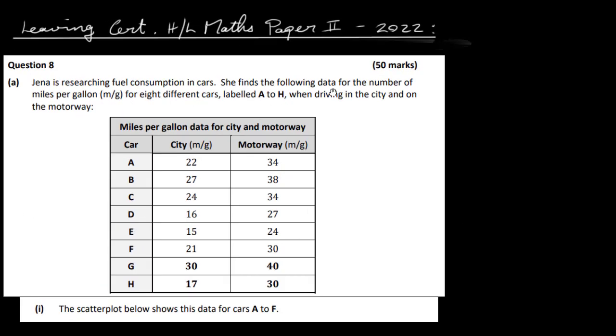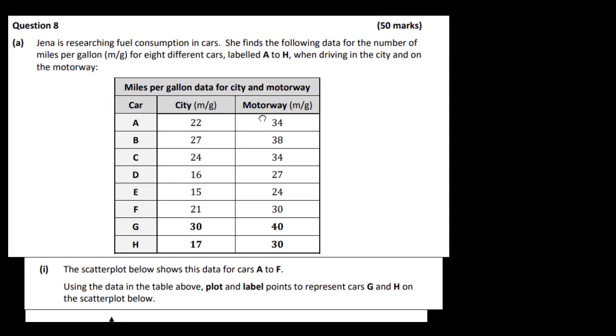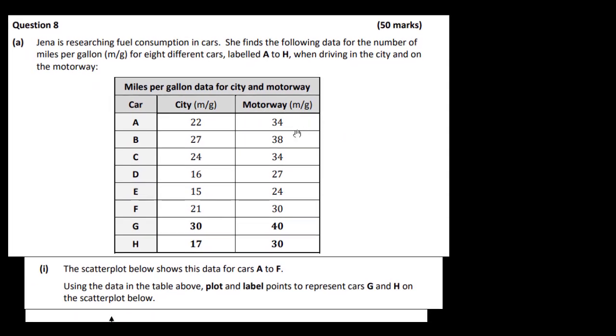Okay, so this is the Leaving Cert Higher Level Maths Paper 2, 2022, question 8. Jenna is researching fuel consumption in cars. She finds the following data for the number of miles per gallon for 8 different cars labeled A to H when driving in the city and on the motorway. So these are the miles per gallon in the city, these are the miles per gallon on the motorway.